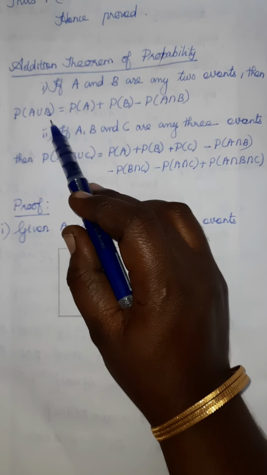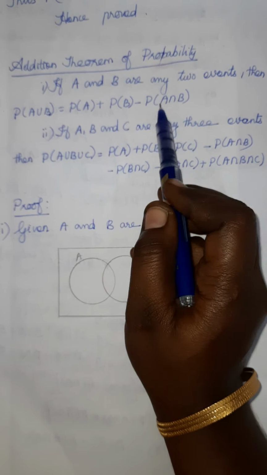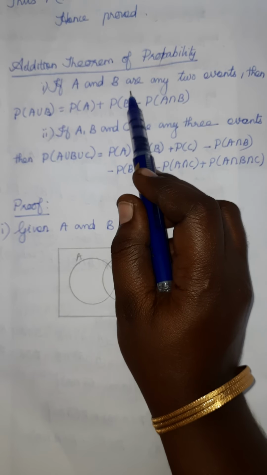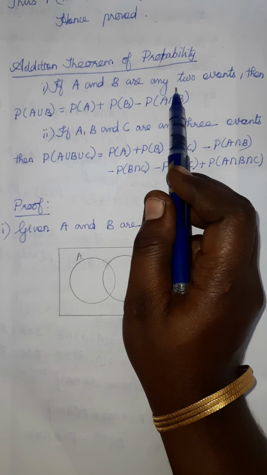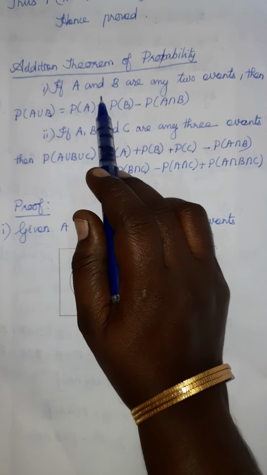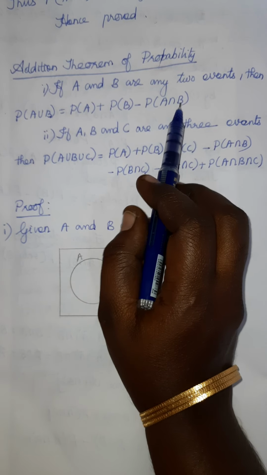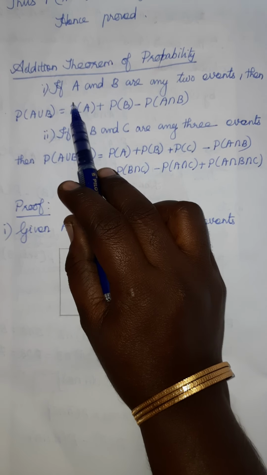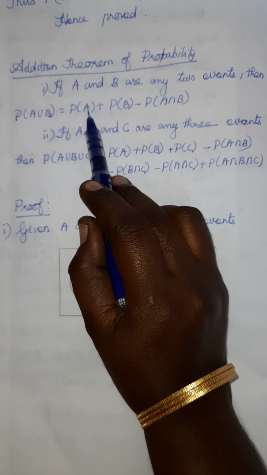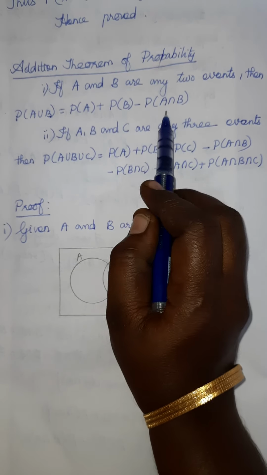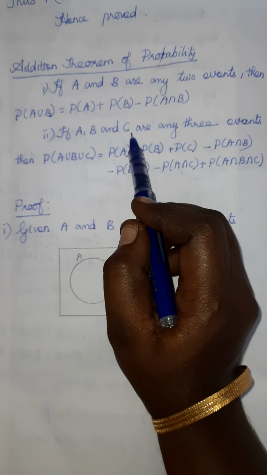Already we learned it. If the two sets are mutually exclusive, there is no intersection part. But here, A and B are any two events. Here they did not mention whether they are exclusive or not. So this is the common formula for the probability of adding two events: probability of A union B is equal to probability of A plus probability of B minus probability of A intersection B.